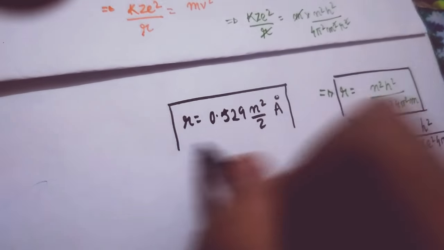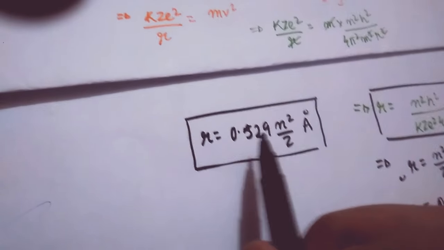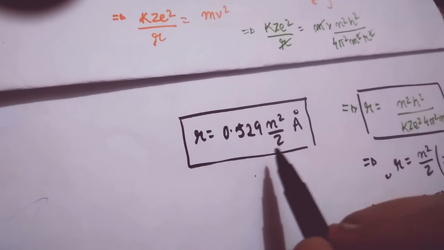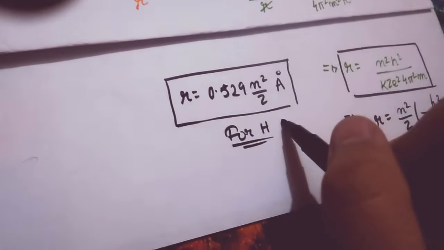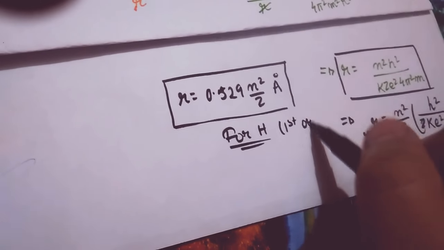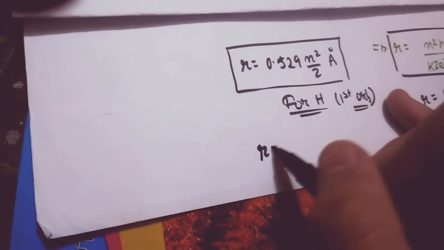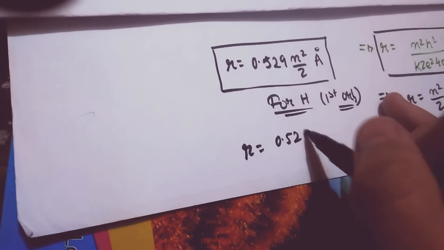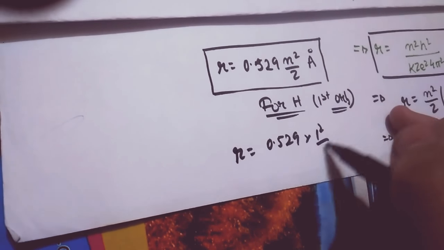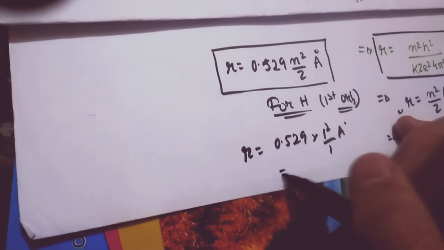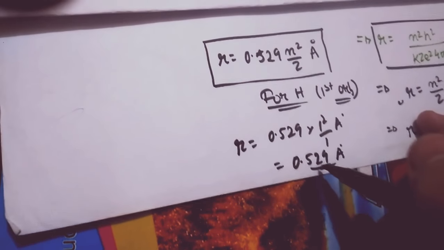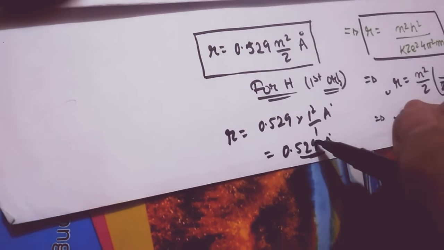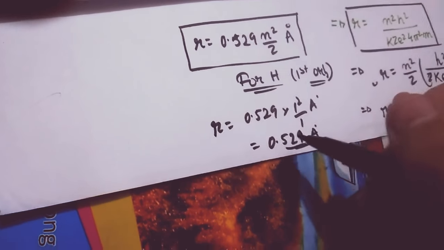So in the angstrom unit, this is the radius of the orbit. If I tell you to find the radius of the first orbit for hydrogen, we get r equal to 0.529 into 1 squared by 1 angstrom, which comes out to be 0.529 angstrom. So this is the radius of Bohr's orbit.